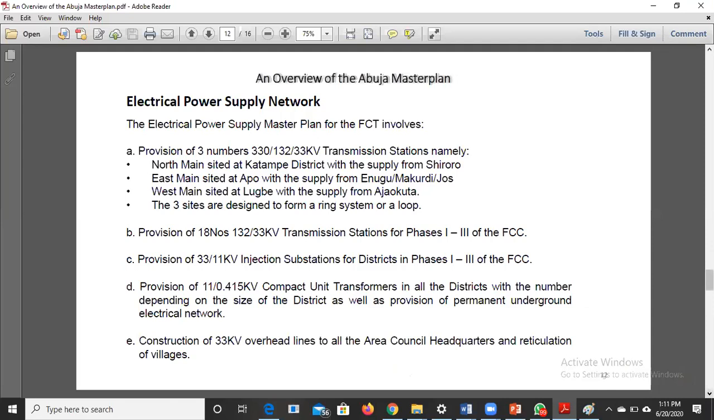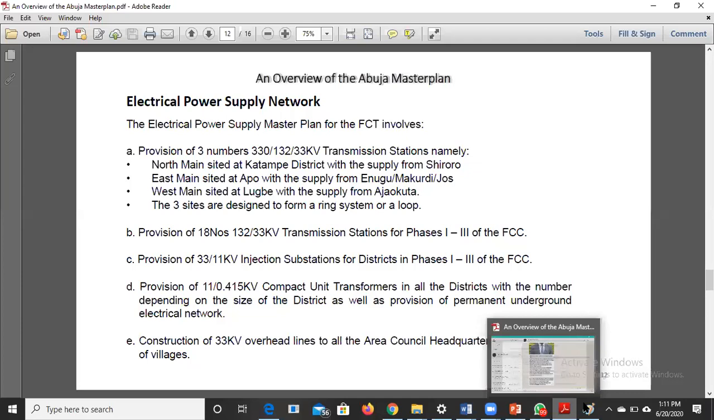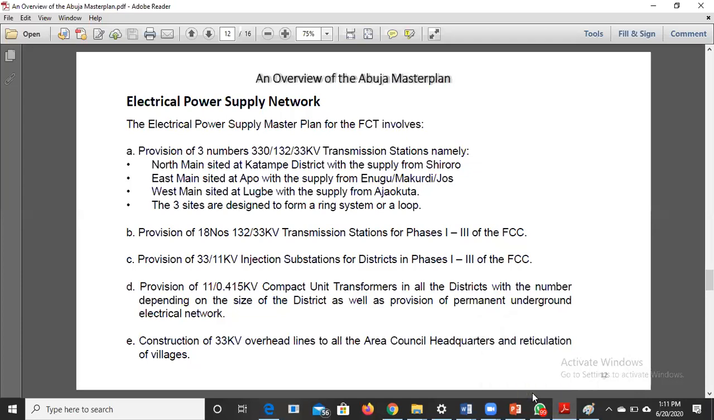So power goes there. Right. And I want to say something. The moment power comes to that compact transformer, all the cables now go underground in the district. That is what is unique about Abuja designs. We are going to discuss more of that when we come to infrastructure.